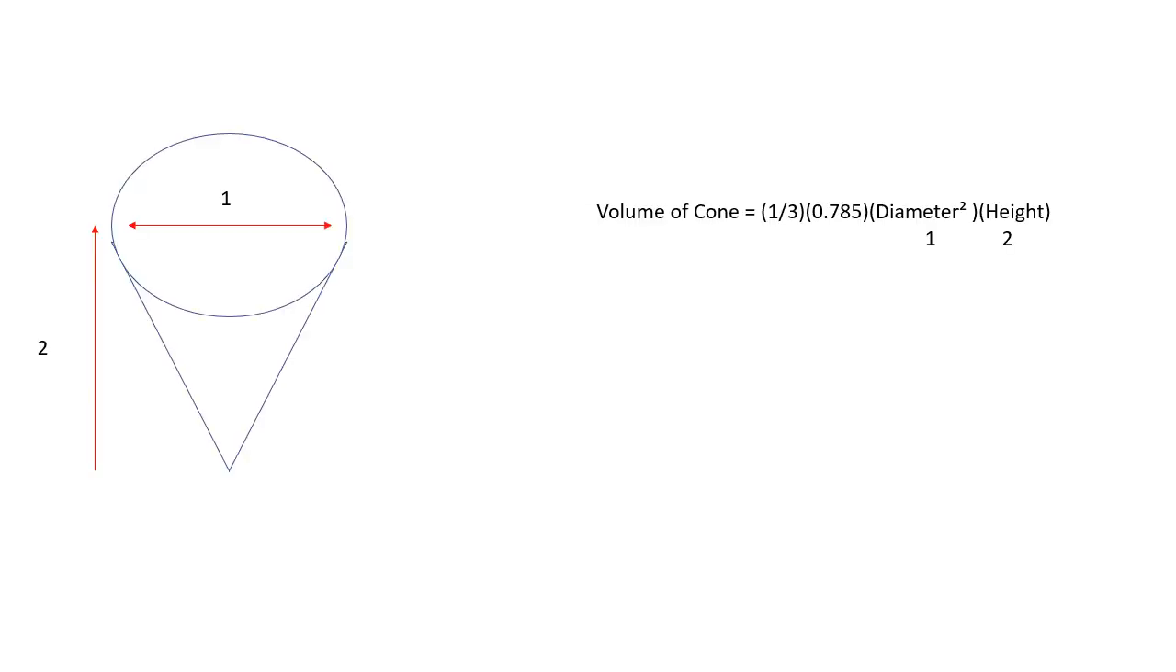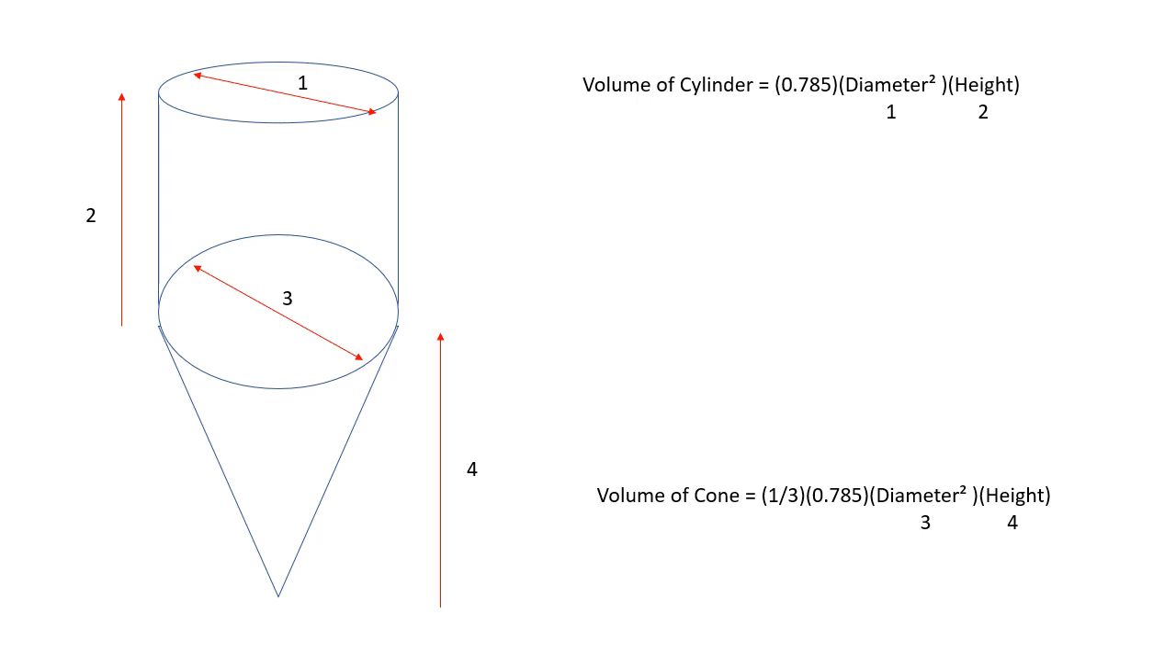So here you have a picture of a cone. The volume of a cone is 1/3 times 0.785 times the diameter, which is the length across the circle, times the height of the cone. Sorry, no ice cream. So here we have a diagram of a tank with a conical bottom.